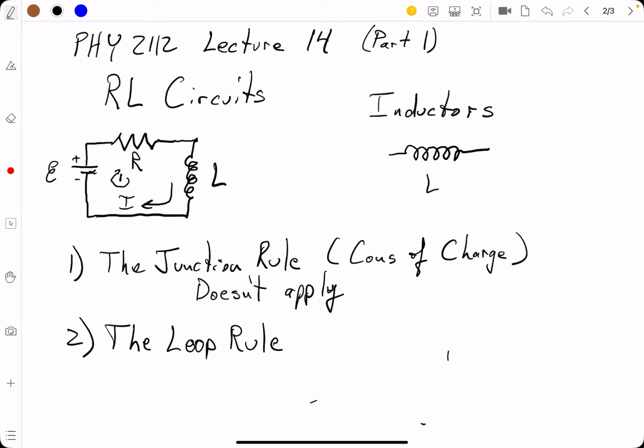All right, so here's the loop rule. We're going to do our loop. We're going to go from negative to positive across the EMF, so that's going to be a positive EMF. Our current is going to do a drop across the resistor, so our current times the resistance is going to go down. And then we have something else, okay? Are we going to add? Are we going to subtract? Nobody knows. And to this day, nobody has ever figured this out. I'm just kidding. We know.